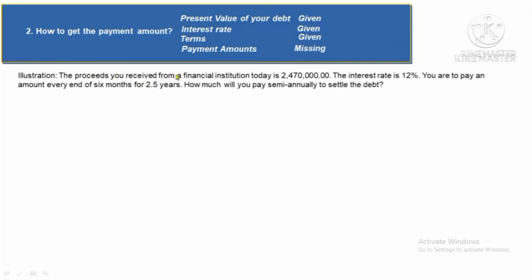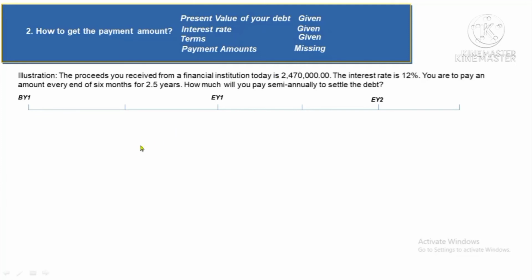The proceeds you receive from a financial institution today is 2,470,000. The interest rate is 12%. You are to pay an amount every end of 6 months for 2.5 years. How much will you pay semi-annually to settle the debt? So to analyze this, we can use a timeline. However, let me be clear that this timeline cannot find the amount that we are looking for. So we are only going to use this timeline for two purposes. One is to understand the problem further, and number two, later, we're going to use this for checking purposes.